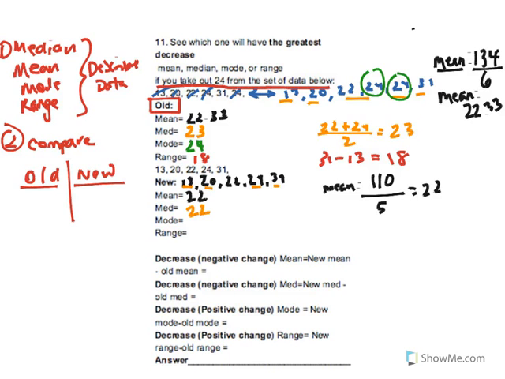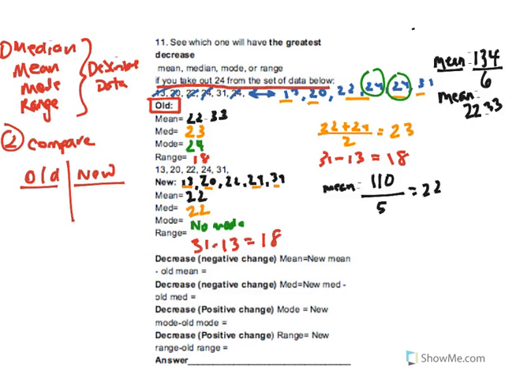The mode is the number that comes up the most. If every number comes up the same amount of time, like here, there's only one type of each number, there is no mode. So we just write no mode. The range is the largest minus the smallest. The largest number here is 31. The smallest number here is 13. So the range is 18.